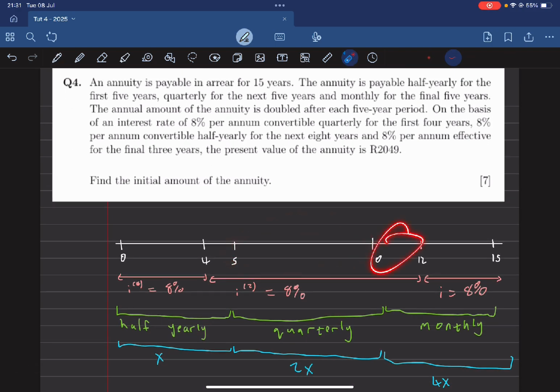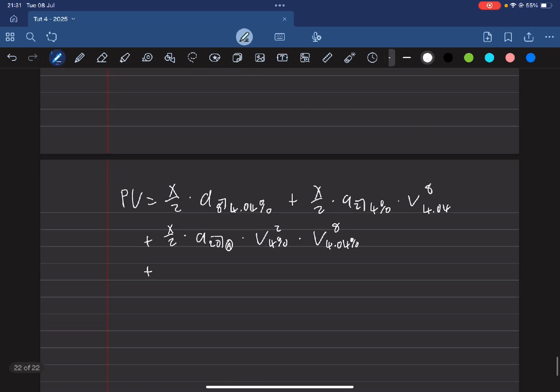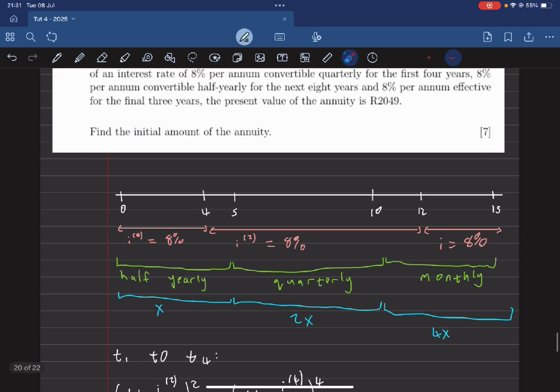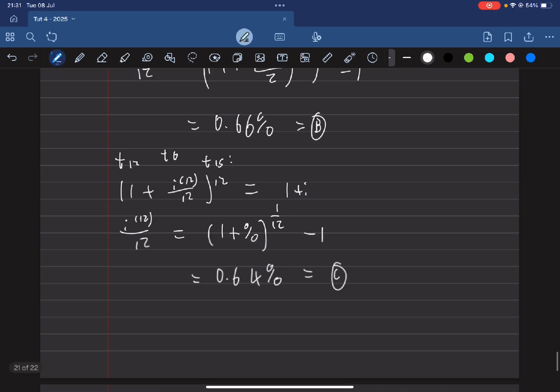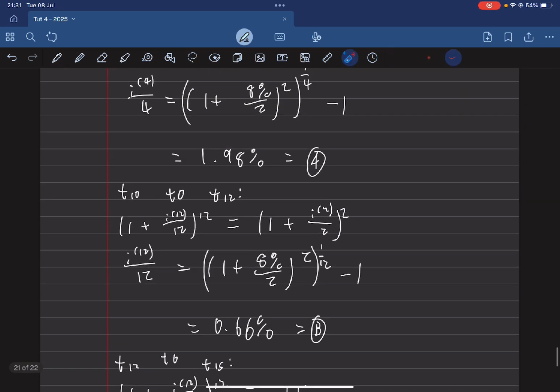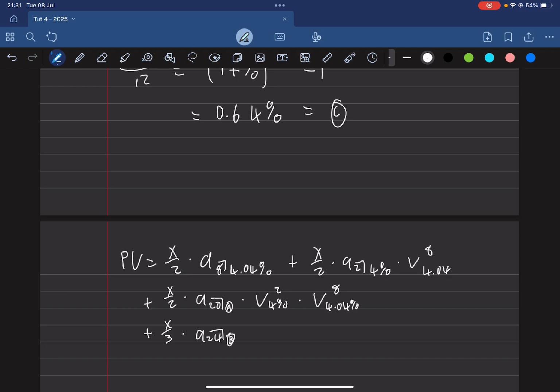So now we just need to do these 2 periods. So this is monthly, and we're getting 4x per year. So monthly, we're going to get 4x over 12, which will be x over 3. So it'll be plus x over 3 times an annuity. How many months are in 2 years? It's going to be 24, at the interest rate which we worked out here, which was B. Cool. And now we need to jump it back.